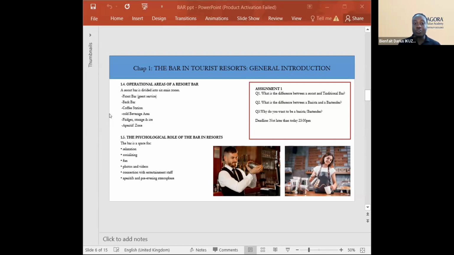So what are the psychological roles of the bars in the resort? We really have to know that a bar is not only a place of relaxation, but also a place of socializing with people. It's a place where people have fun. It's a place where people take photos and videos. It's a place where connections are made and aperitivi are taken.